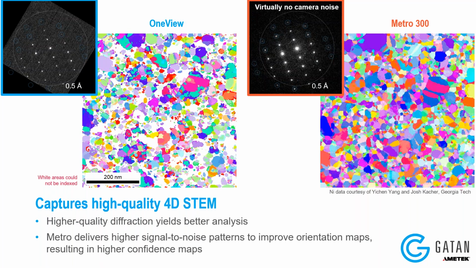And of course, this results in better analysis, right? So you get improved orientation maps with higher confidence. And so in these images that I'm showing, all of the white regions are areas that just couldn't be indexed based on the data that they had. Despite some really nice processing techniques, they just couldn't be indexed. Where with the Metro, there was much less of these areas that could not be indexed. We have much better confidence in the pattern indexing here.